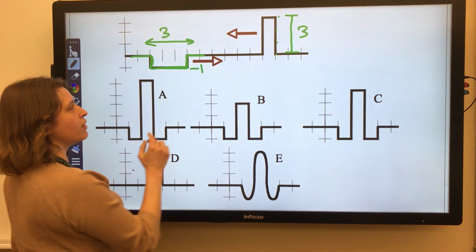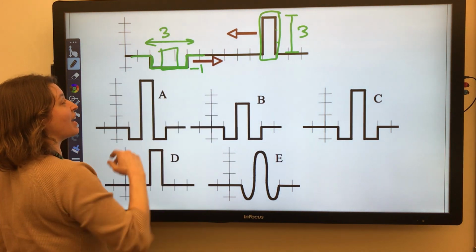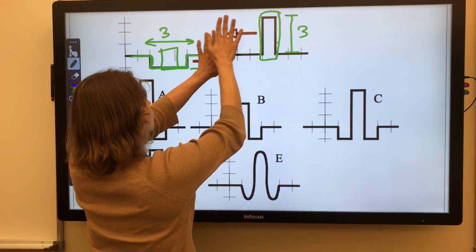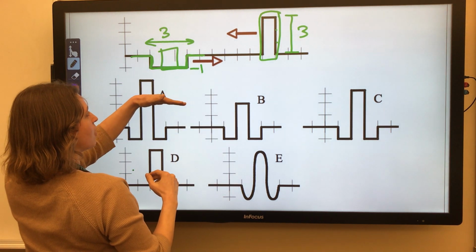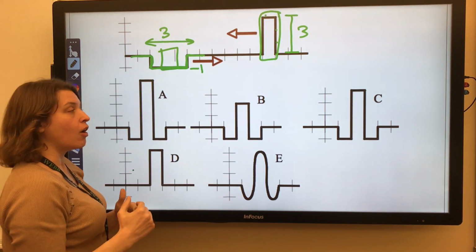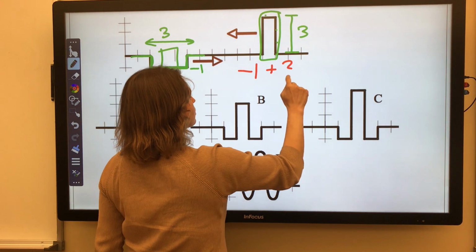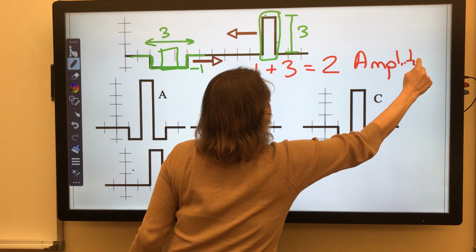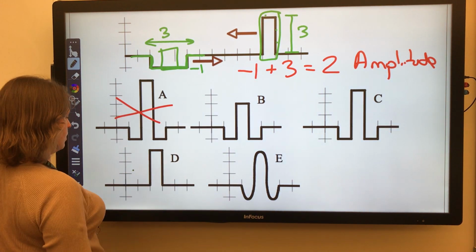But what you might want to notice is that when I take this height of 3 and I overlap it with -1, I should find that when these are directly over one another, this drops our medium down by 1 and this raises our medium up by 3. And so overall, my total height should only be -1 plus 3. So it should have 2 for the amplitude right out the middle. That means this one's out.